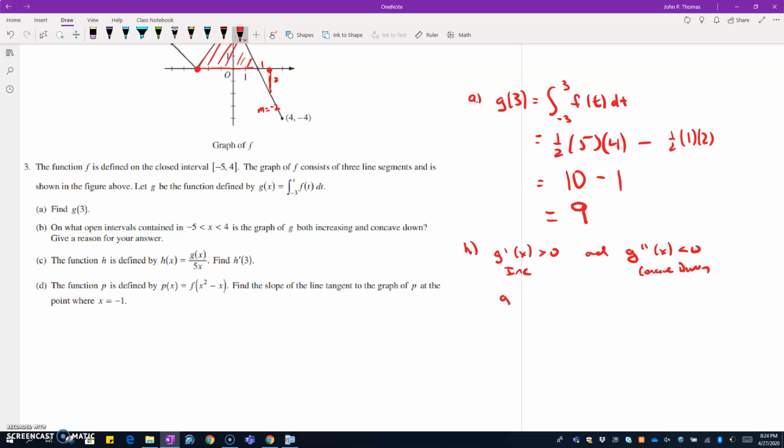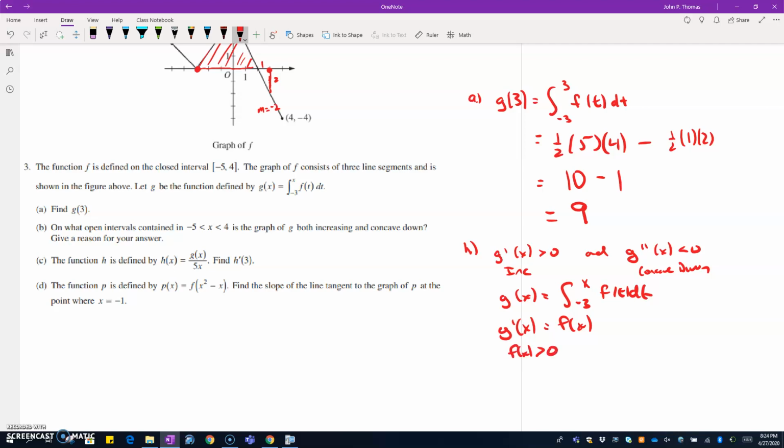All right, so first thing we're going to do is write g of x, the original function, which is the integral from -3 to x of f of t dt, and we're going to find the first derivative. So g prime of x equals f of x, and we need this to be greater than 0. So f of x greater than 0.